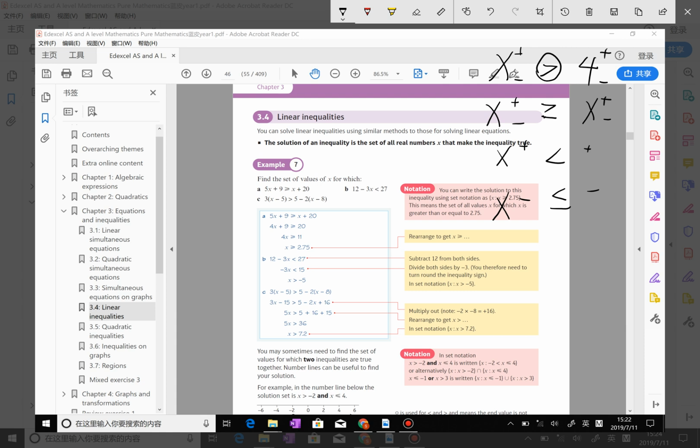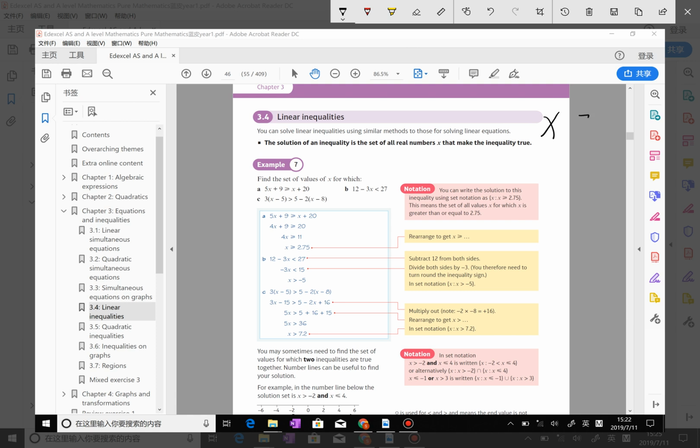If you multiply by a negative number, it's going to change the sign: from greater than to less than, from greater or equal to less or equal, from less than to greater than, from less or equal to greater or equal. Let's give you some examples.